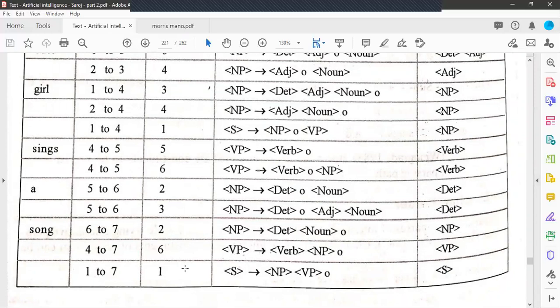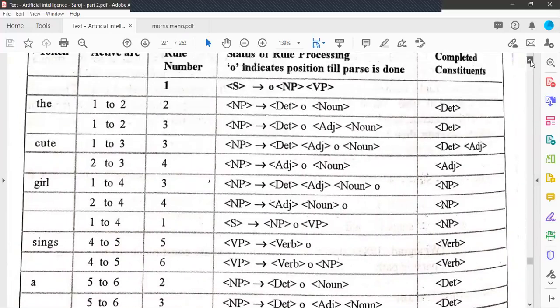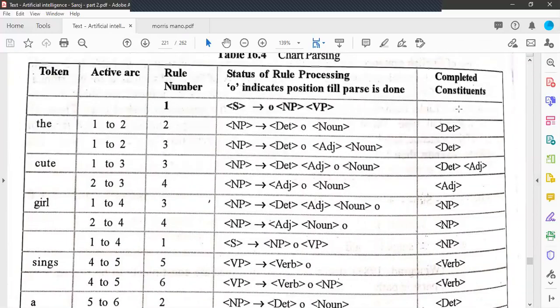Or it can be rule number 1. If you start from 1 to 7, noun phrase was already done, verb phrase is also completed. Now the pointer is at the end, which gives the output as, if you look at this column, it is completed constituents.